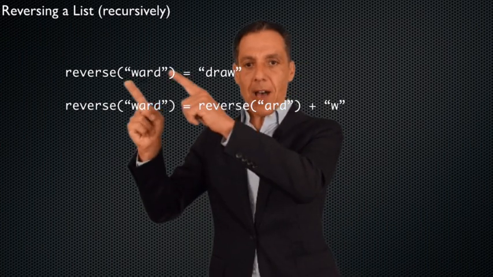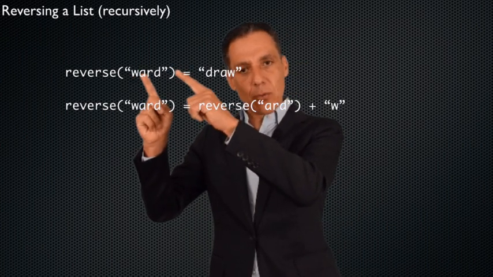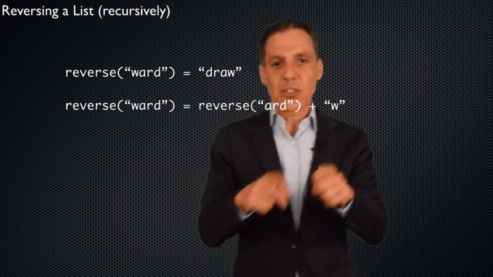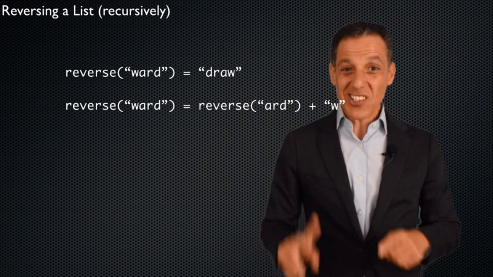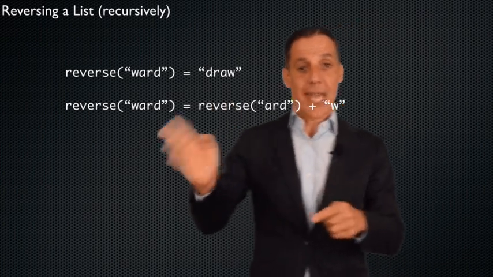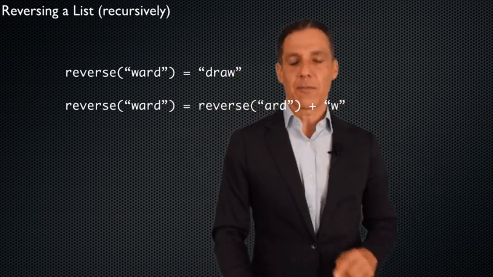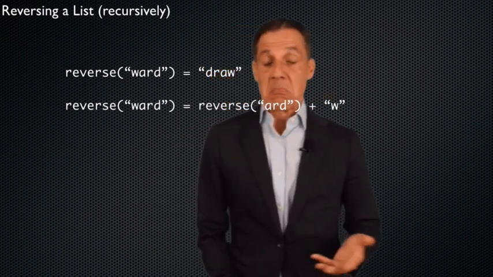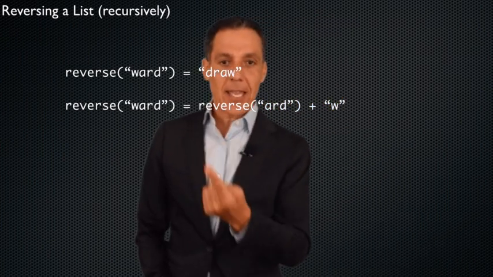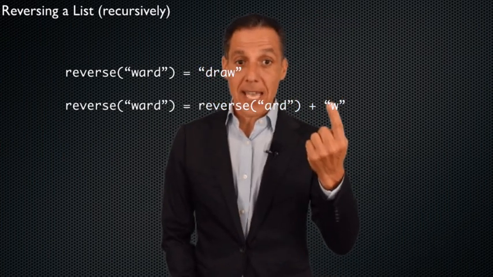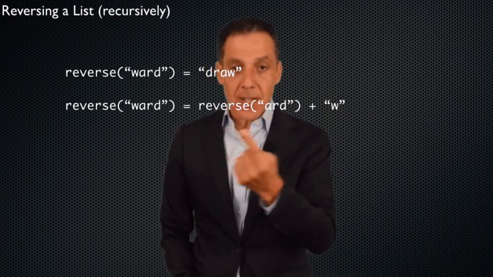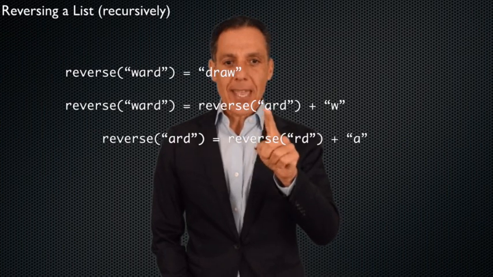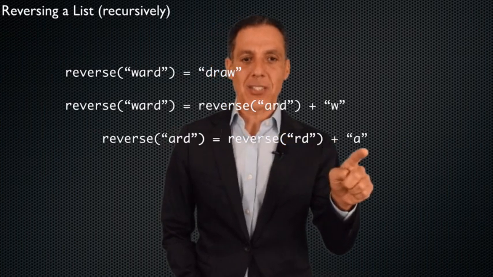Because notice I've defined the reversing of an entire string as the reversing of a slightly smaller string plus a simple operation. Looks a lot like the factorial, right? N factorial was n times n minus 1 factorial. All right, let's just do it again to make sure we see how we reverse now ARD. It's the same game. Take that A, shove it to the end, and then reverse RD at the front of that. So the reversal of ARD is the reversal of RD plus A.